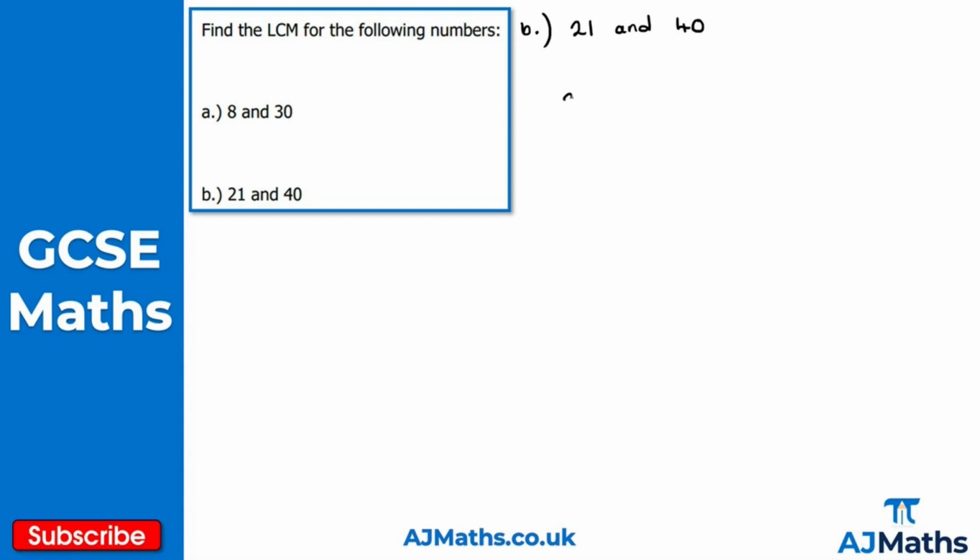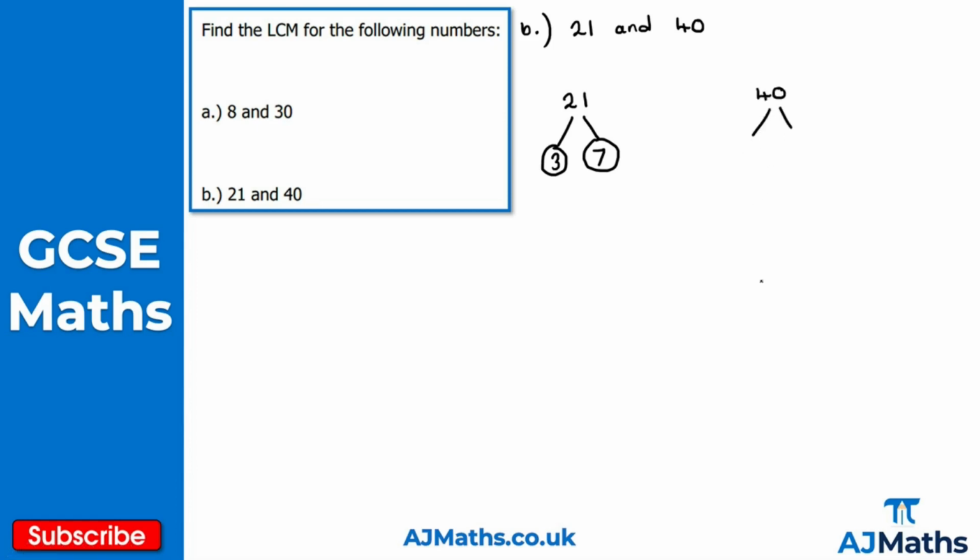So now, I need the prime factors here for 21. Well, I can write this here as 3 and 7. Nice and straightforward because both of these numbers here are prime. That's the prime factorization for 21 complete already. Moving on to 40 now.